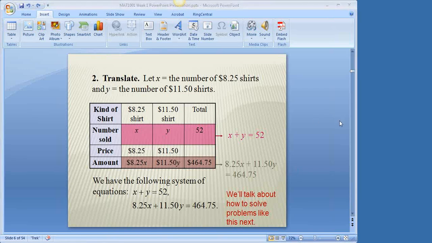So we're not going to solve this at this point, but I just wanted to show you the setup. We've got this equation, and then I've got this equation, okay? And that gives us two equations, which means we've just created a system, and we will learn later how we can actually go about and solve that.